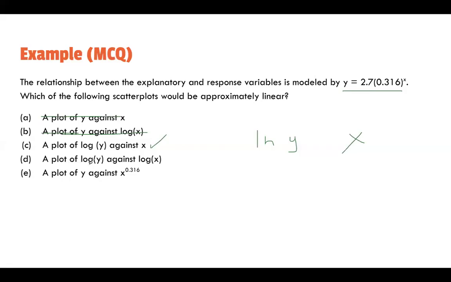Let's just check the others though. Log y against log x, that would be for a power model, which this is not. And a plot of y against x to the power of 0.316, so that's actually a bit tricky. If it was 0.316 to the power of x, then it would be linear. Obviously, you wouldn't know that, so it's not a preferable method. You would never know that 0.316 is the base, so you would use log y against x. But if you somehow knew it, you could do it. This is x to the power of 0.316 though, so that wouldn't work. That is just a power model while this is exponential. So the answer would be C, log y against x.